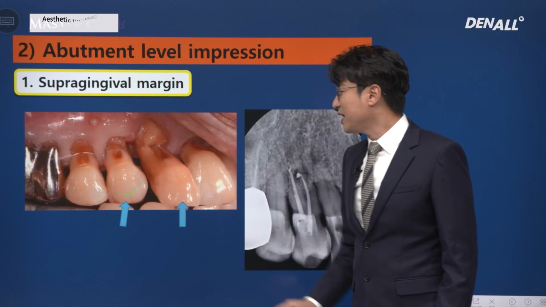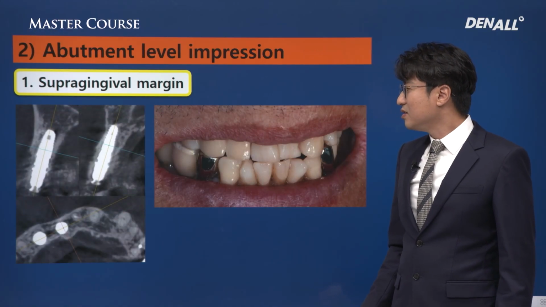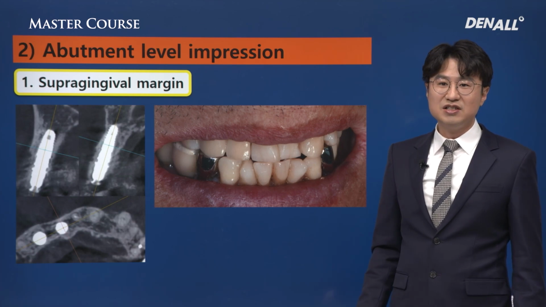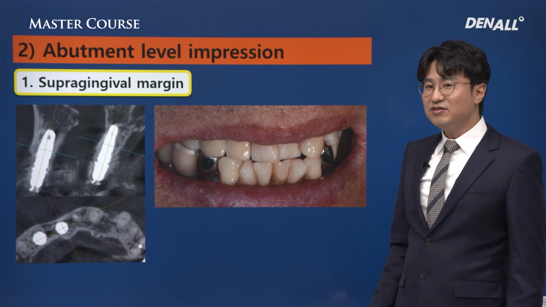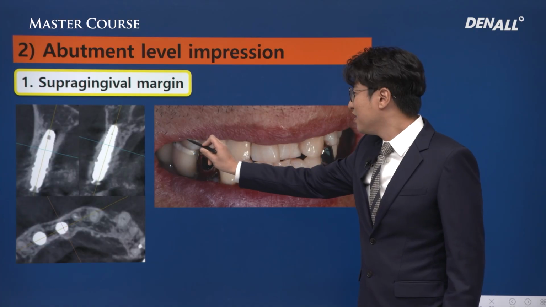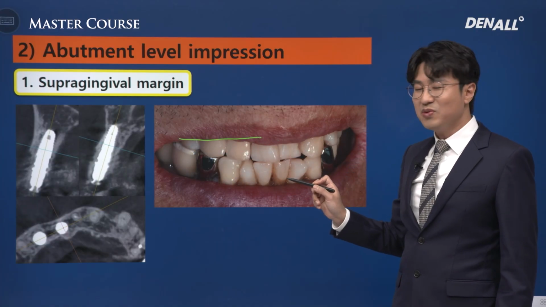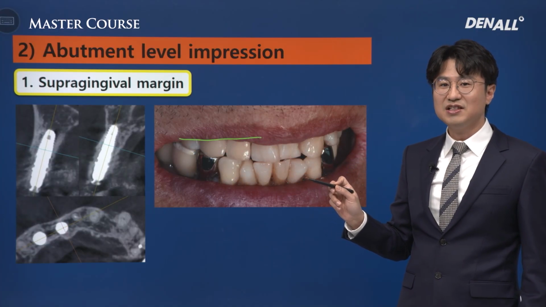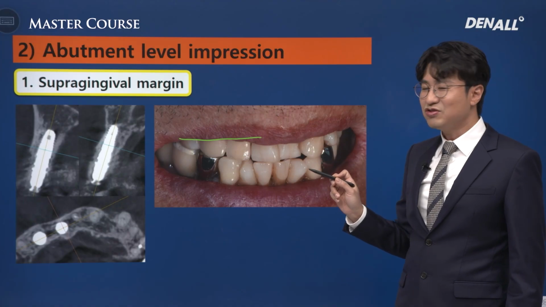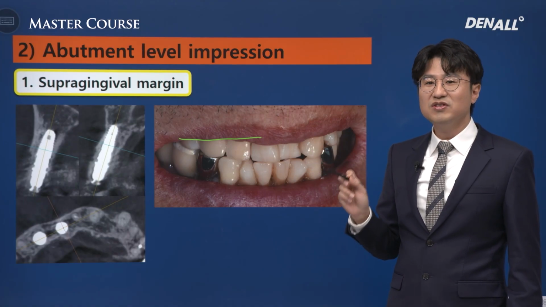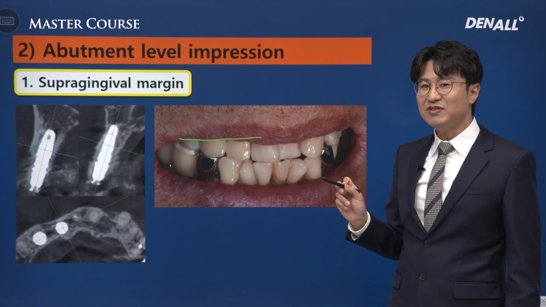Premolar and canine, which were mobile, were extracted and 2 implants were placed. The lip line, fortunately, is covering the margin area. If that is the case, we don't have to use a subgingival margin there.